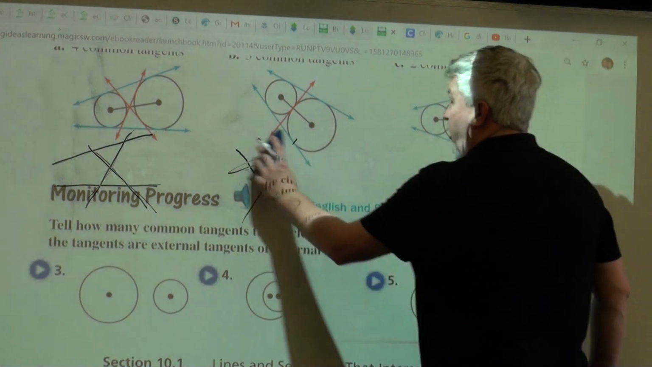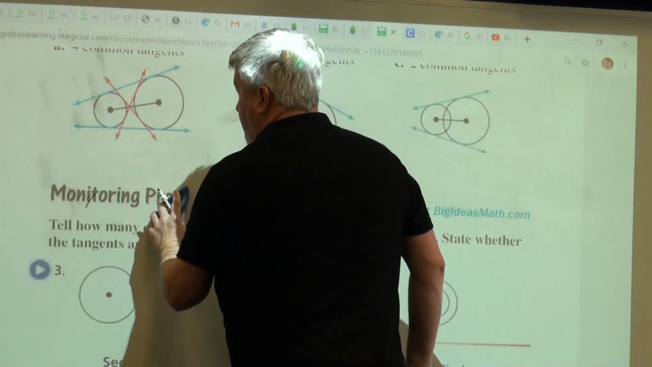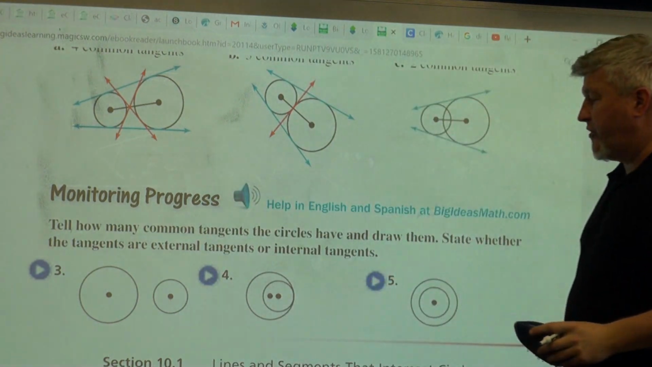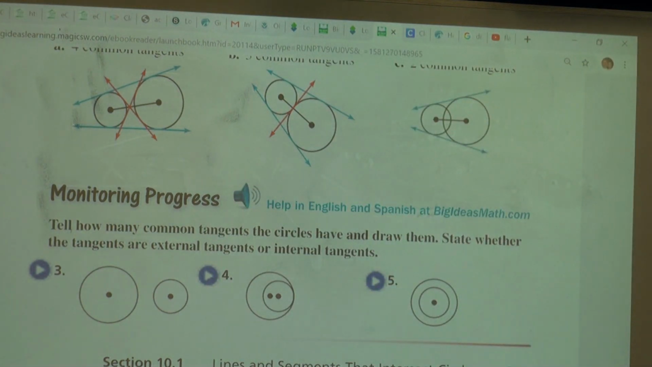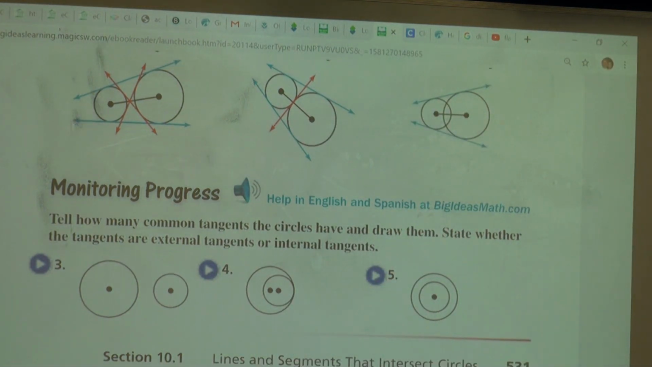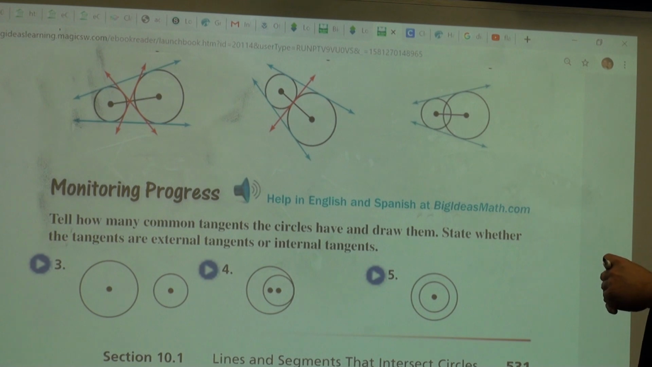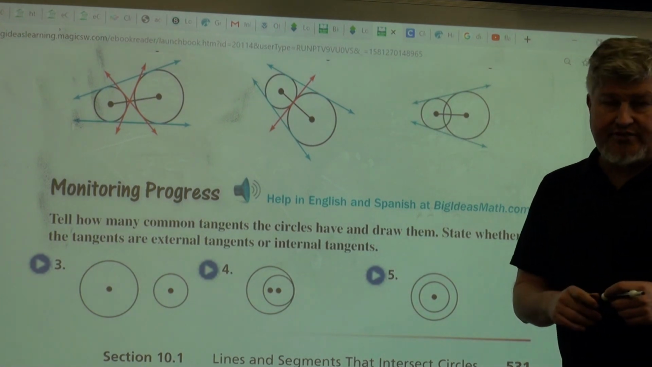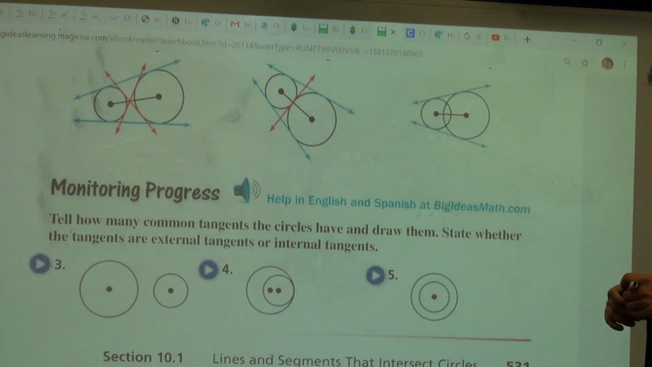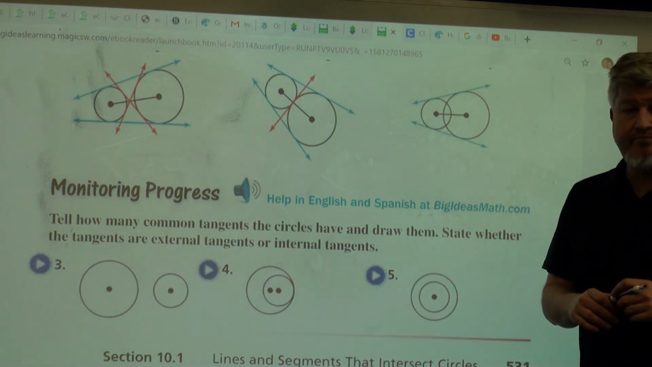All right? So, at the bottom, it's time for you to work out your own examples. Again on your paper, and again in groups. Don't worry about using the protractor right now, just freehand it for now. Tell how many common tangents the circles have and draw them. State whether the tangents are external or internal tangents. Okay, external or internal tangents. Teacher, pause here, please.